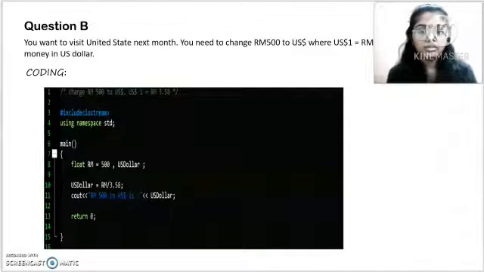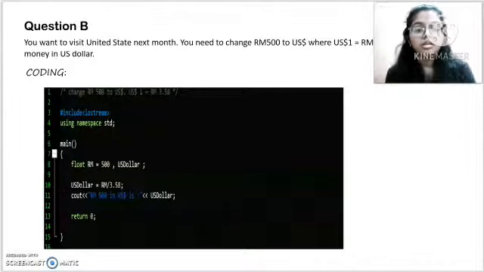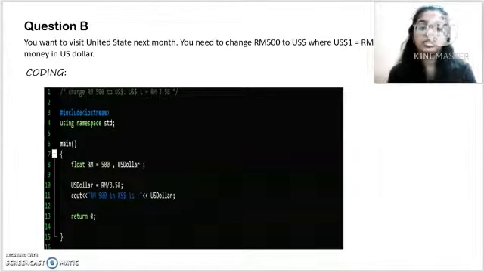Okay, in question B, we are going to visit the United States next month, so you need to change RM 500 to US dollars. One US dollar is RM 3.58. So you have to first input the RM 500, and then after that you have to divide the price you input by the price of 1 USD.